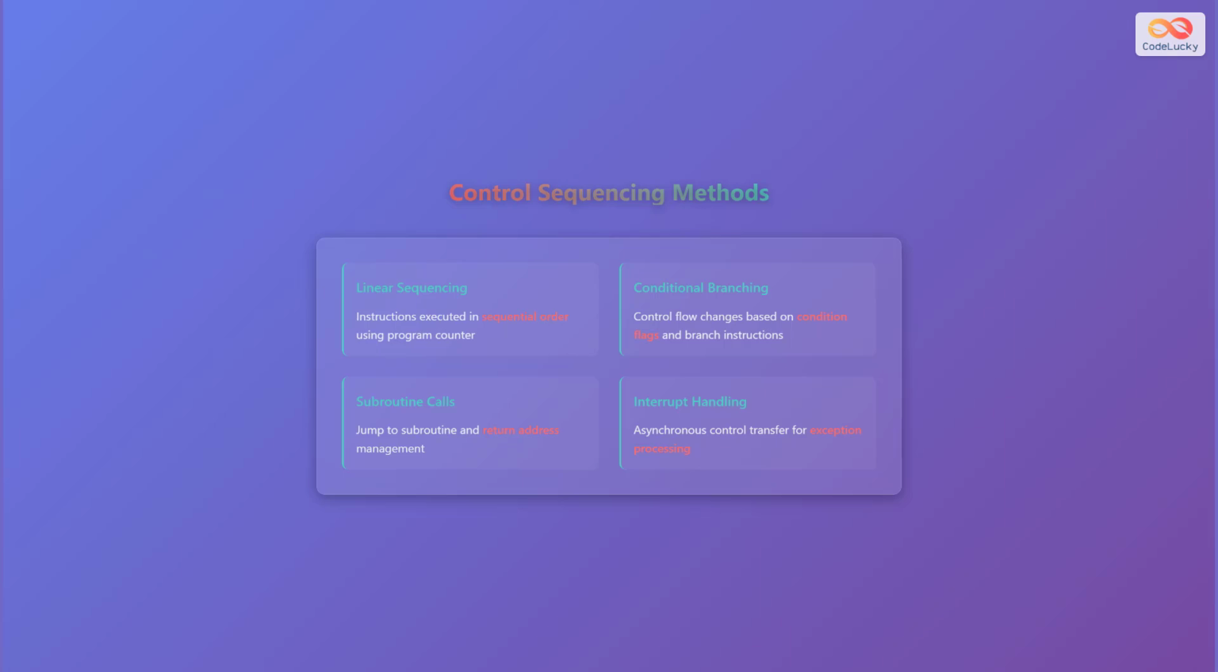Control sequencing involves several methods to manage the order of instruction execution. These include linear sequencing, where instructions are executed sequentially using the program counter. Then there is conditional branching, where control flow changes based on condition flags and branch instructions. Subroutine calls, which involve jumping to a subroutine and managing return addresses. And finally, interrupt handling, an asynchronous control transfer mechanism used for exception processing.